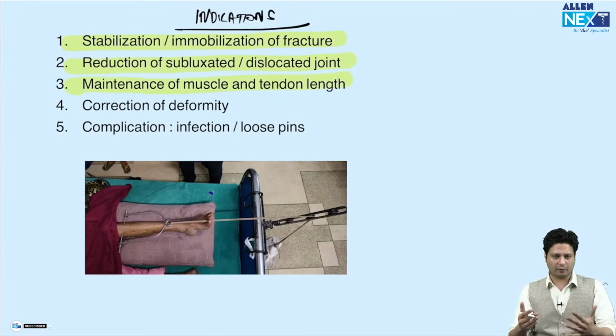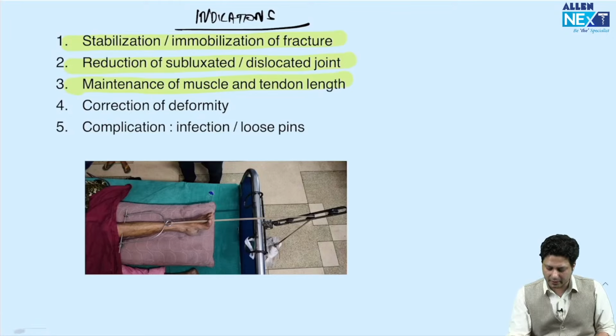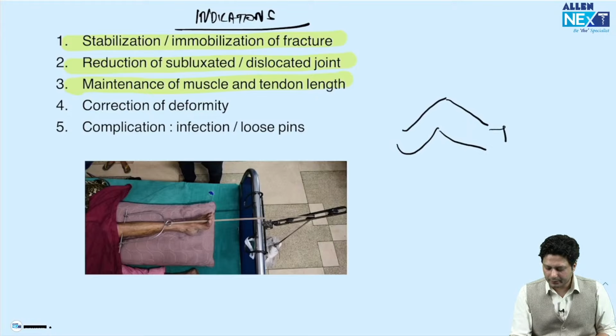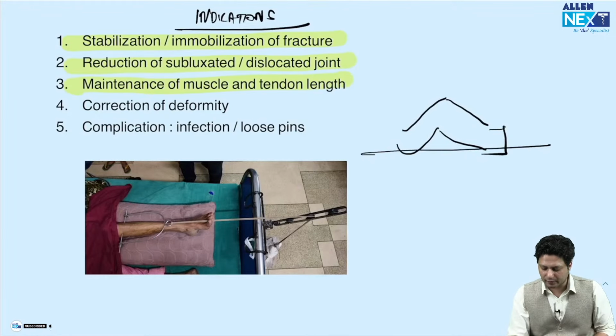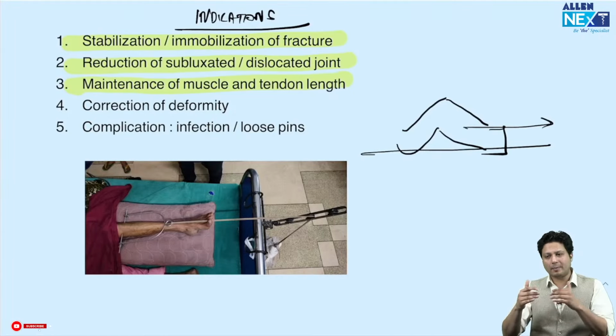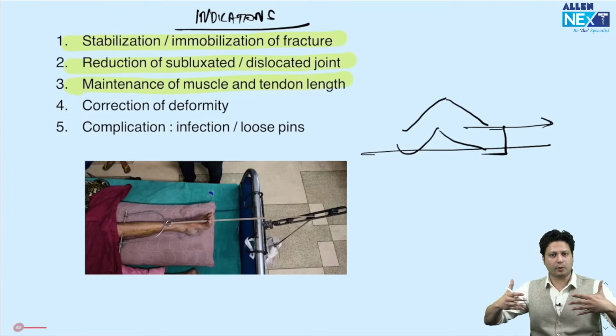Next, correction of the deformity. Just imagine there comes a patient who is having a fixed flexion deformity of the knee joint. This flexion deformity can also be corrected by the placement of a skeletal weight at the distal part of the limb, in order to pull it out.